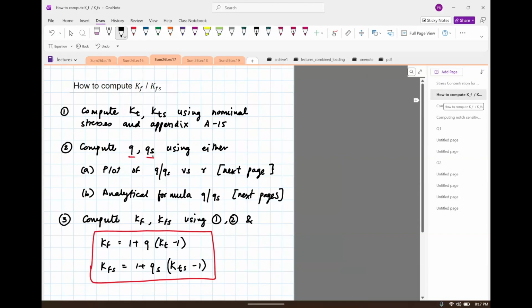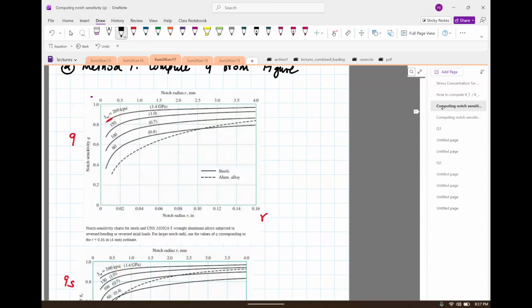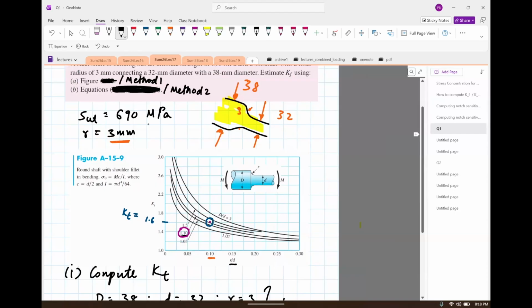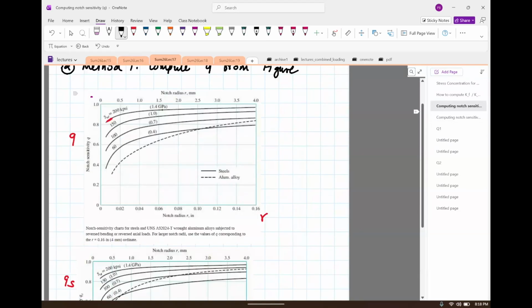Now we need to compute Q, in this case not QS, just Q, because it's bending. So let's look at the plot of Q, not QS. The ultimate strength in this case is 690 megapascals. The issue is that the plot is in gigapascals. 690 megapascals is equal to 0.69 gigapascal, and the closest one is 0.7. So let's round to 0.7 gigapascal.